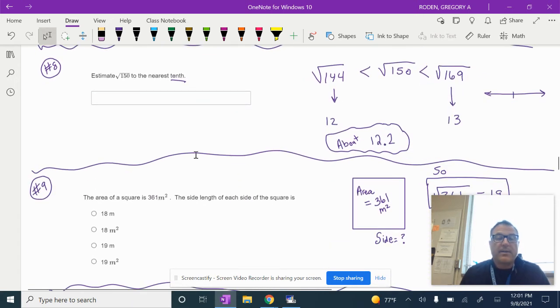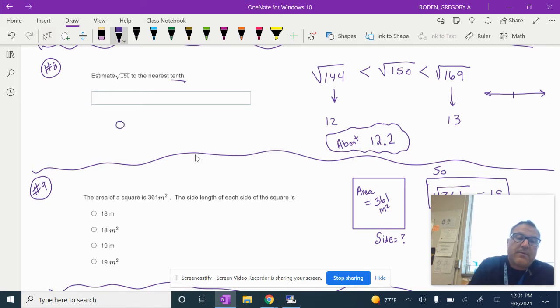So we want to estimate to the nearest tenth. Now, what is the nearest tenth? So think about this. We have the ones place. Then we have the decimal. Then we have the tenths place. And then we have the hundredths place. Okay, so we want to round to the tenths place. So if we had something like 7.81, if we round that to the tenths place, that would just be 7.8.